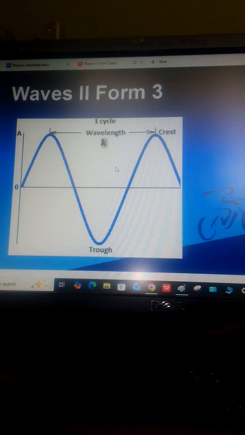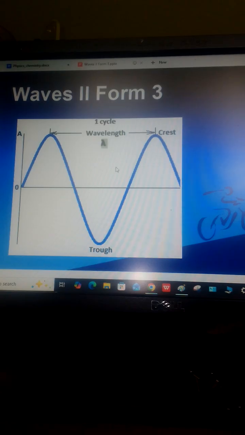Okay. Now we have mechanical waves such as water waves. These waves require a material medium to travel. But electromagnetic waves such as light waves, radio waves, or ultraviolet waves do not require a material medium in order to travel, right? Like light can travel through a vacuum.